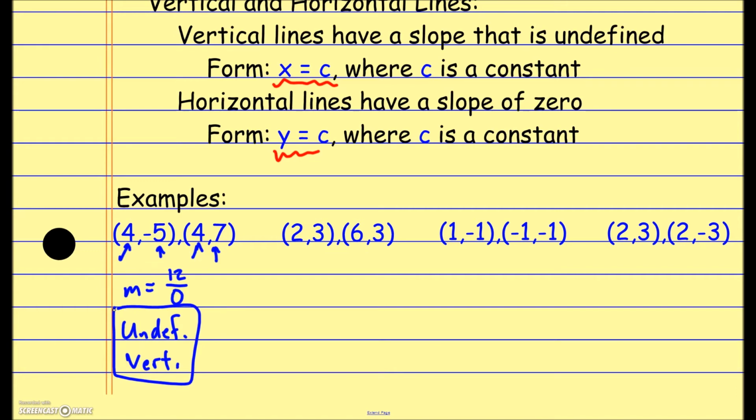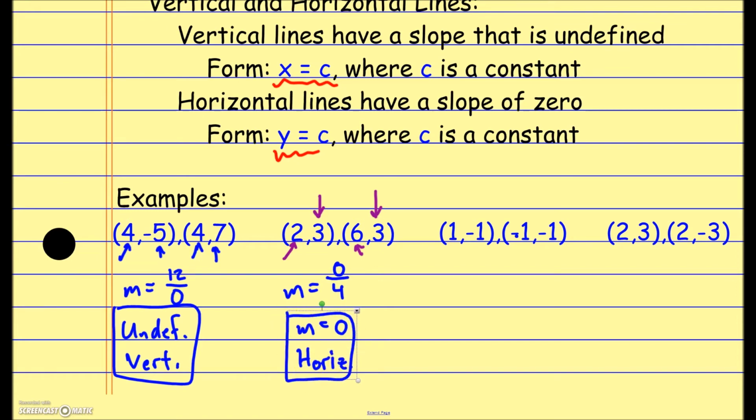Okay. If I look at the next one, I can do the same thing. I look at these y values. The y was a 3, now it's a 3. The y value hasn't changed, so my change in y is 0, which represents no change at all. And then my change in x, it was a 2, now it's a 6. So my x value has gone up 4. So now I have 0 over 4, which is just 0, which means I'm dealing with a horizontal line. Okay?